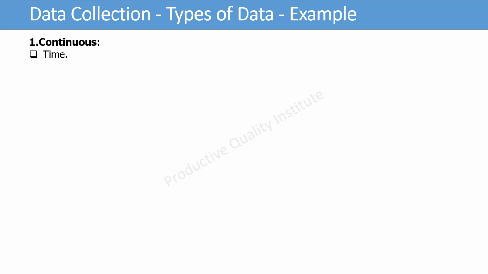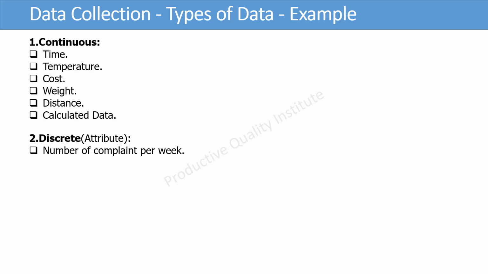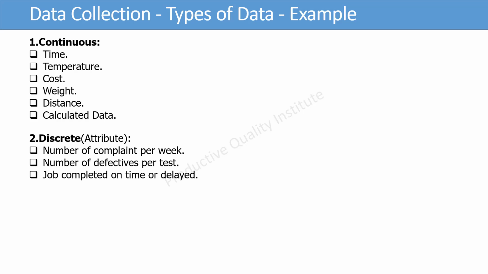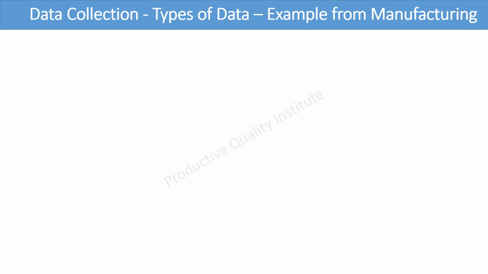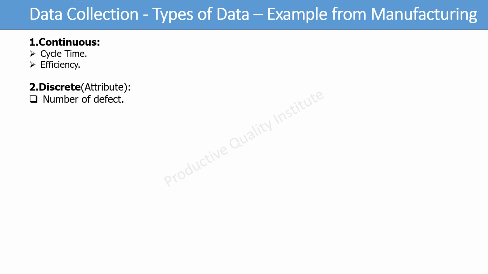Example for continuous data: time, temperature, cost, weight, distance, calculated data. Example for discrete data, attribute: number of complaints per week, number of defectives per test, job completed on time or delayed, manufactured items accepted or rejected. Example for continuous data from manufacturing: cycle time, efficiency. For discrete data from manufacturing: number of defects.